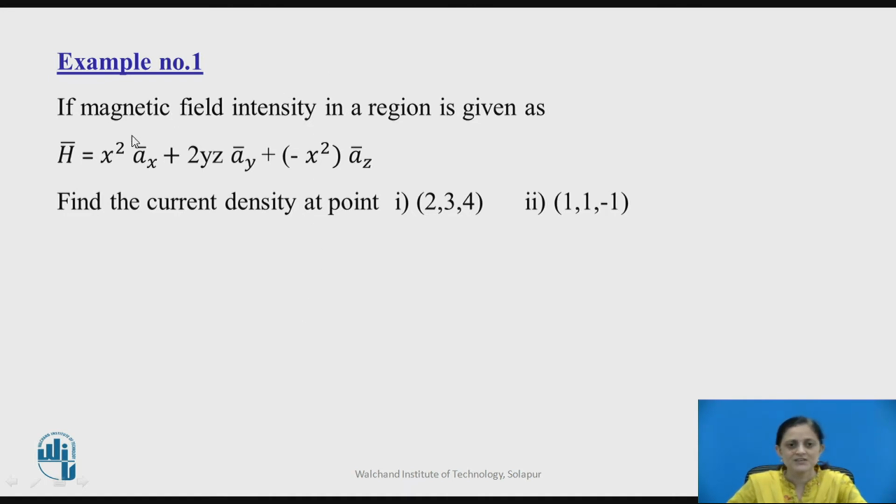In the example, it is given that the magnetic field intensity in the given region is H bar is equal to x square a bar x plus 2yz a bar y minus x square a bar z. So from the given expression you can identify which type of coordinate system is given. This equation has the coordinates x, y and z, therefore this equation is given in Cartesian coordinate system. Here you have to find the current density at the points. Two points are given. First point is 2, 3, 4 and the second point is 1, 1, minus 1. So let us find out the solution for it.